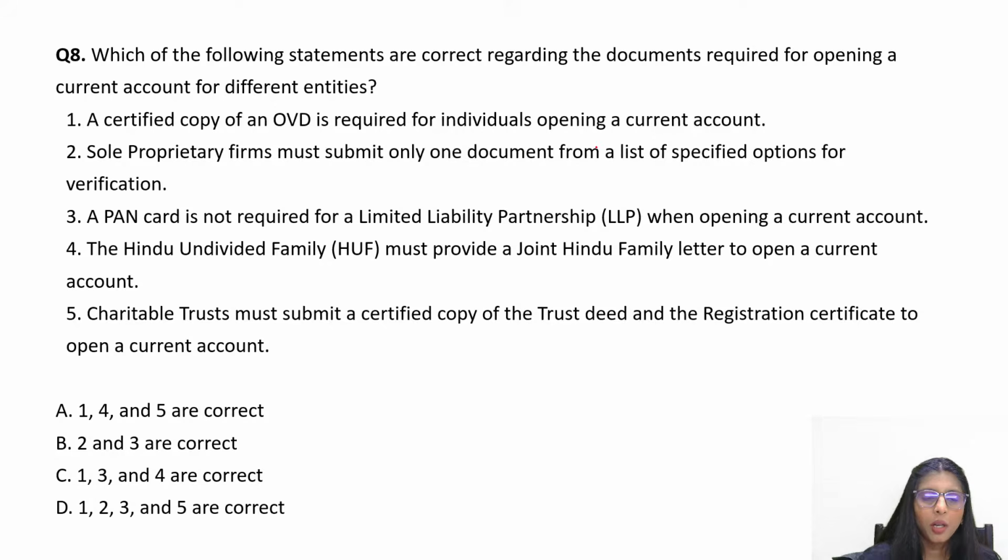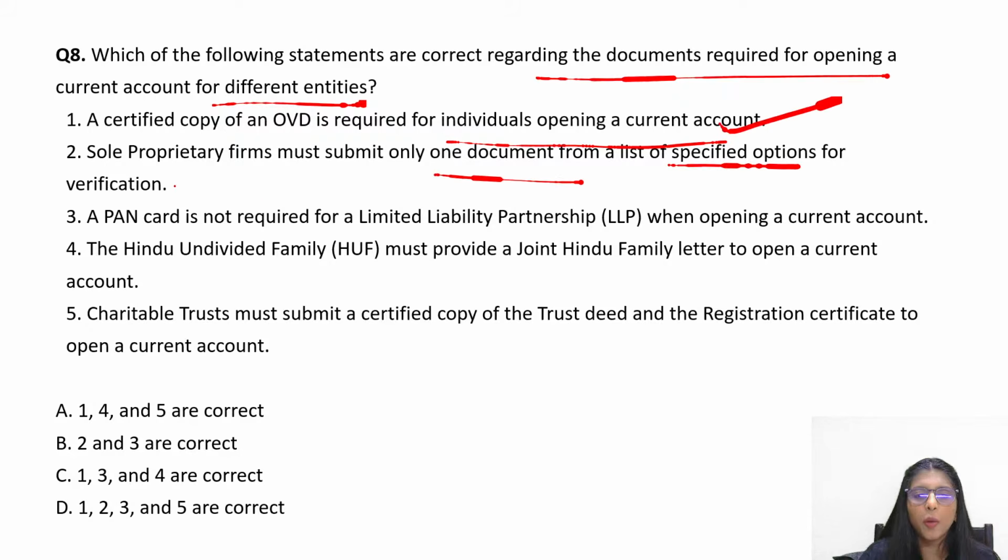Which of the following statements are correct regarding the documents required for opening a current account for different entities? A certified copy of OVD is required for an individual opening a current account. It's correct. A sole proprietary firm must submit only one document from a list of specific options for verification. It's incorrect. A sole proprietary firm must submit two documents from the list, not just one. The list I have given you in the slides.